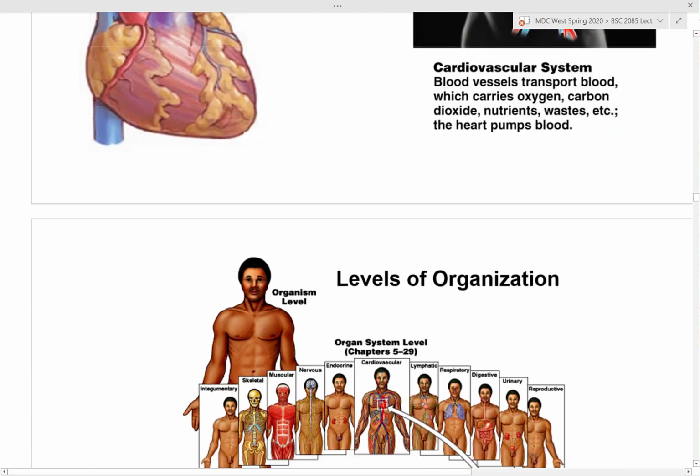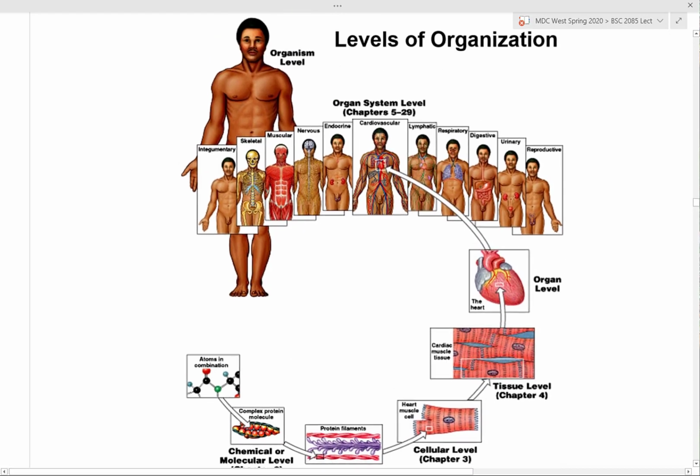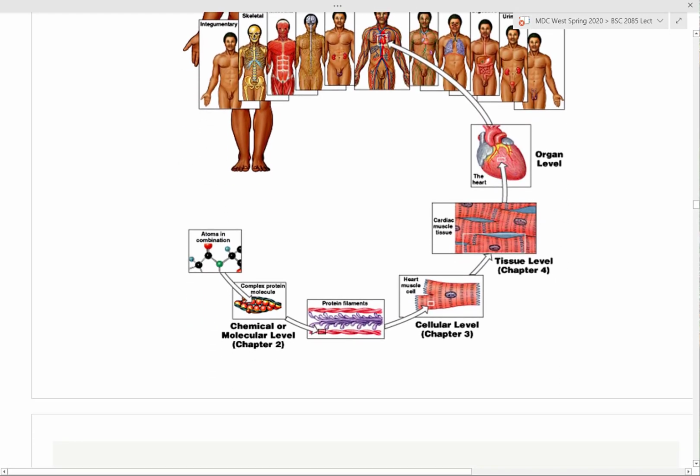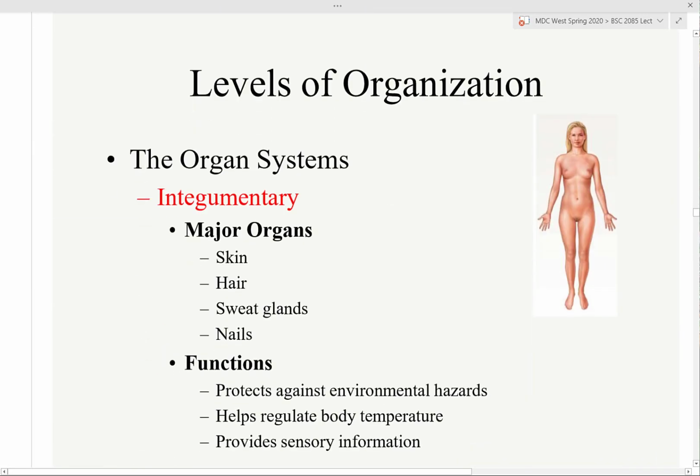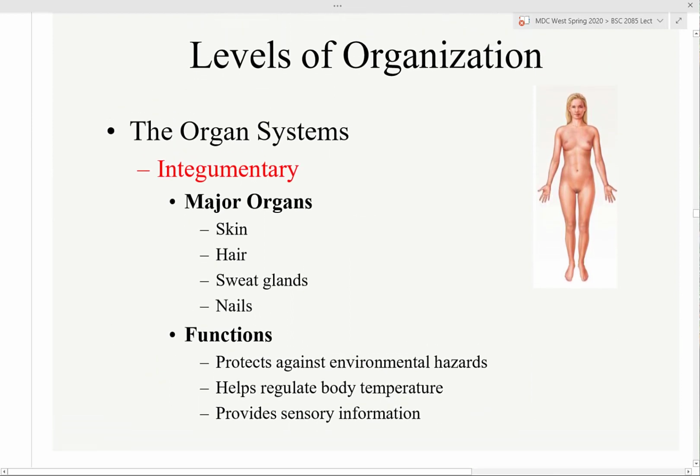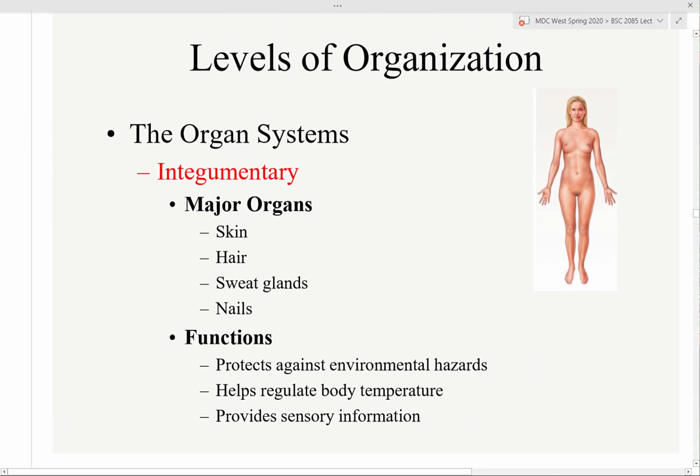So we talk about the organ system, cardiovascular system, and of course we have the different levels of organization again. Okay? So let's talk about the organ systems. The first system that we're going to cover in this part of the class in 2085 is going to be the integumentary system. Who knows what that is? Your integument is the skin. So whenever you hear integumentary system or you see it, if I say skin, what do you say?